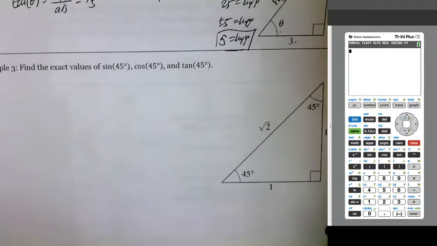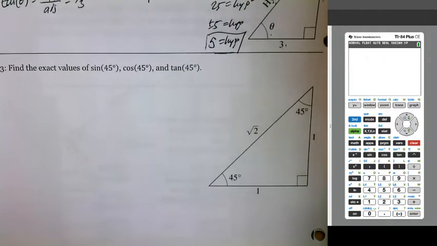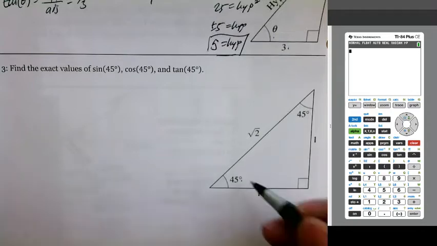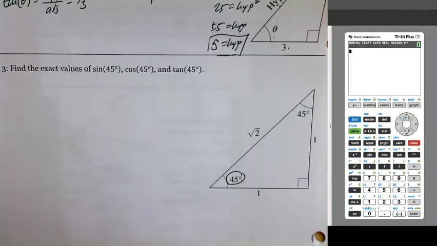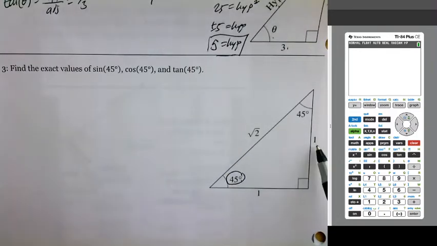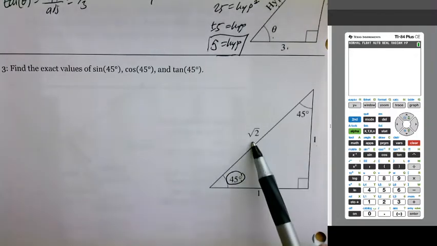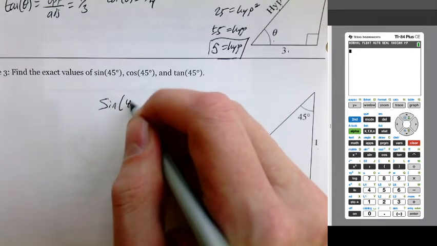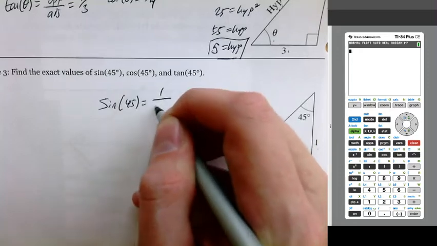Okay, now let's say we're working on example 3. Find the exact values of sine of 45, cosine of 45 degrees, and tangent of 45 degrees. Look, both of these angles are 45 degrees, so it's not going to matter which one you focus on. I'll focus on this 45. It doesn't matter though. Sine is opposite divided by hypotenuse, so the opposite side is going to be 1. Hypotenuse is going to be root 2. So sine of 45 equals 1 over root 2.